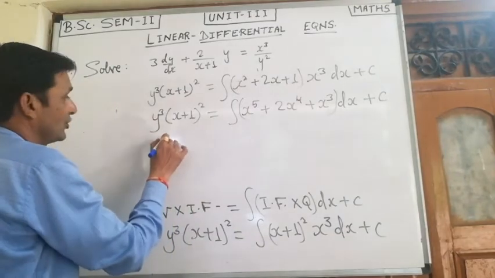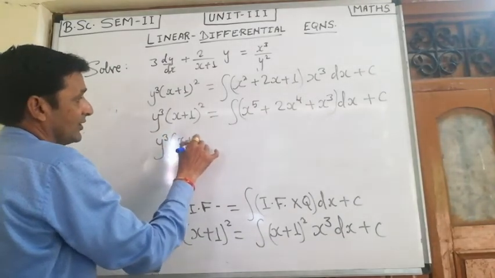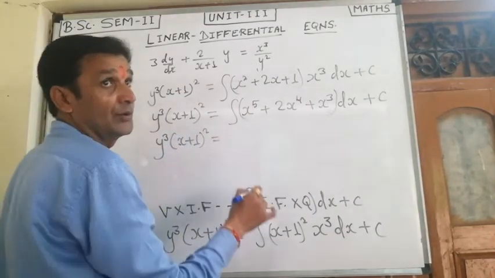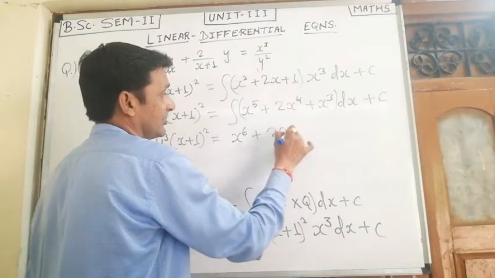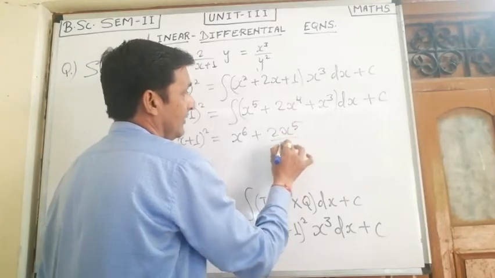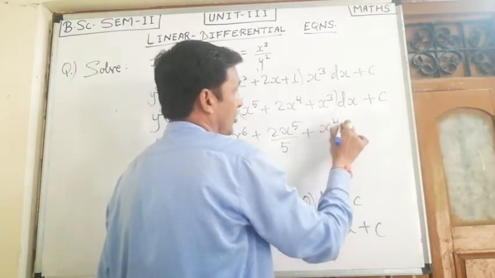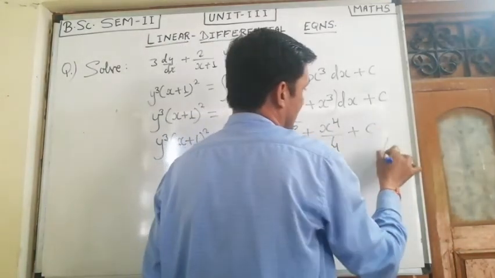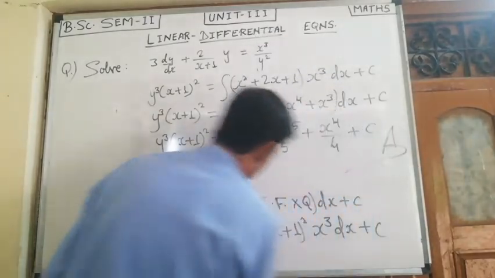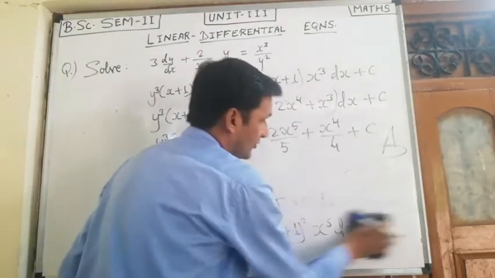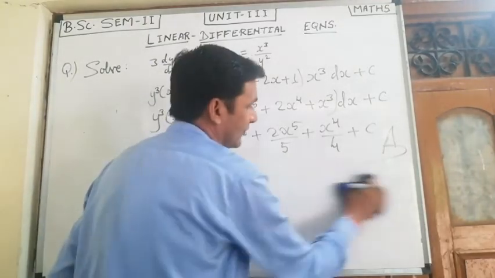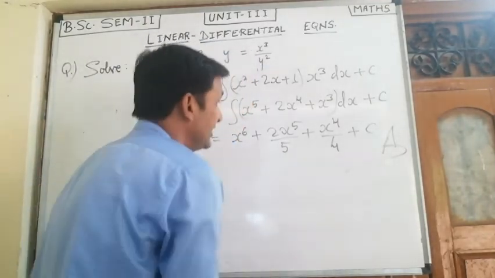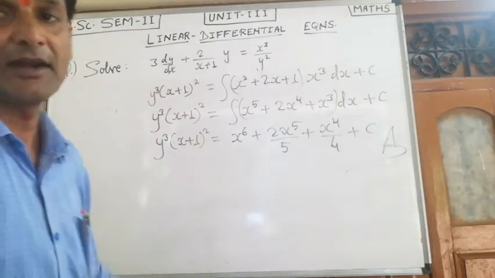So it will be y cube x plus 1 whole square is equal to x raised to the power 6 upon 6 plus 2x raised to the power 5 upon 5 plus x raised to the power 4 upon 4 plus c. This is our required answer. So in this way we can solve the Bernoulli equation by taking it in linear equation form in this manner. It is over now.